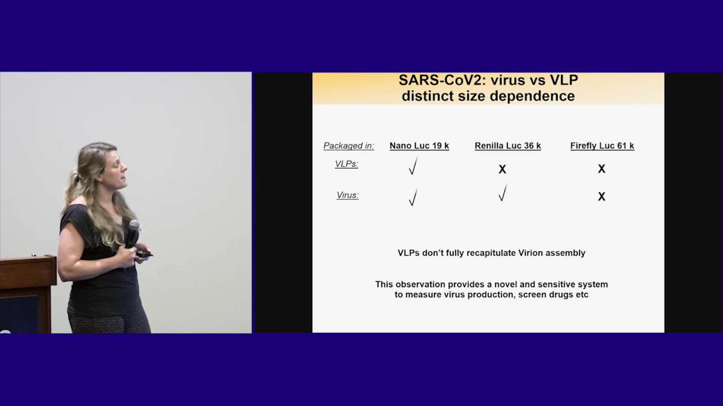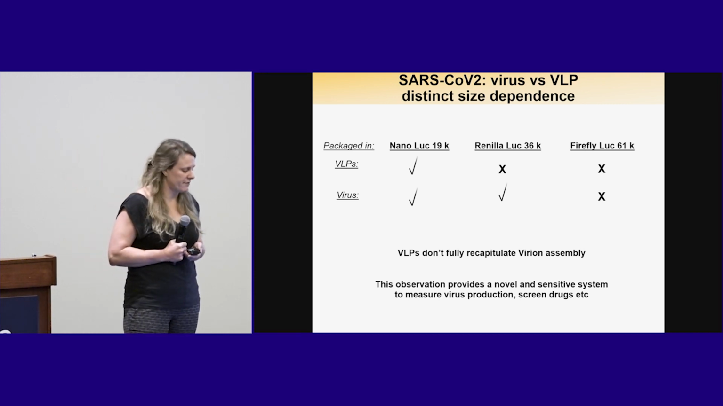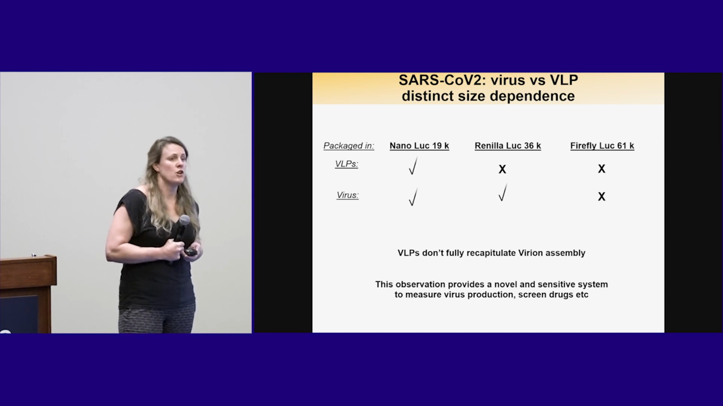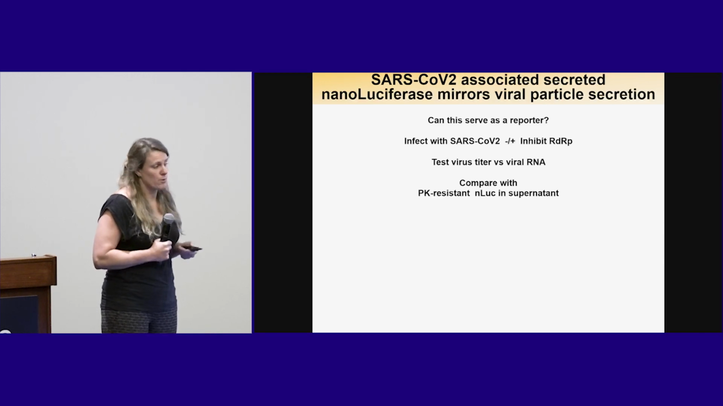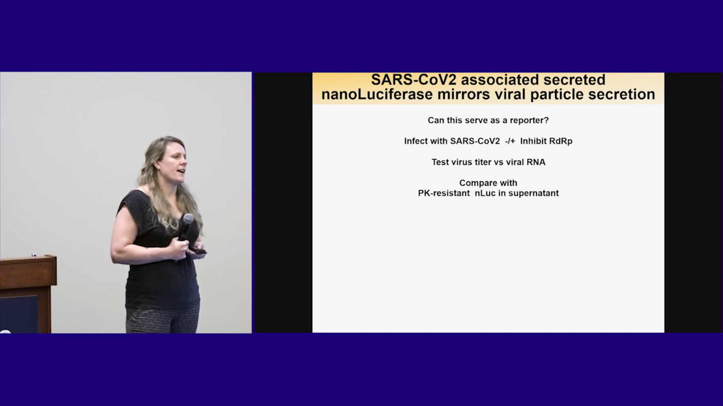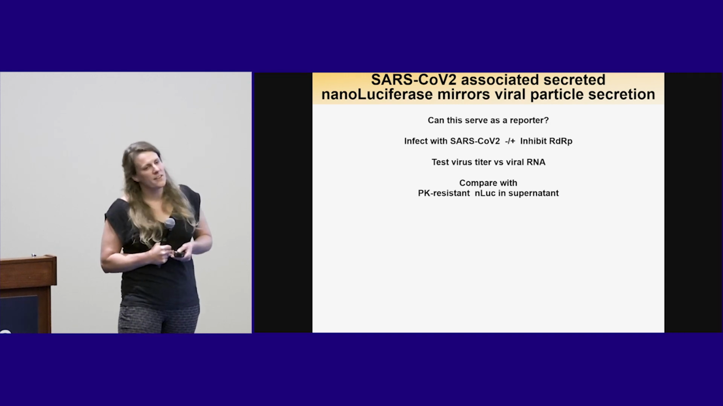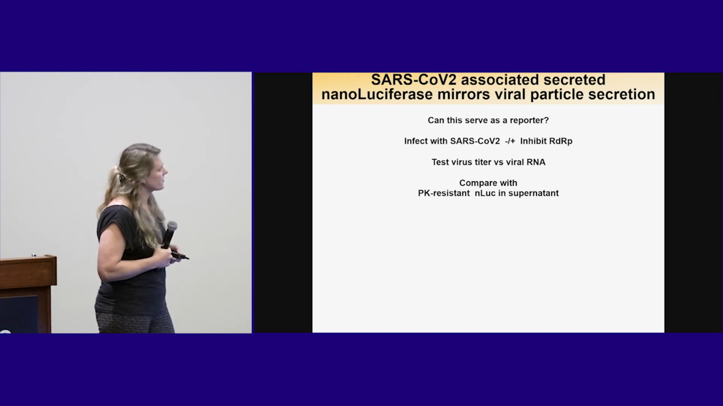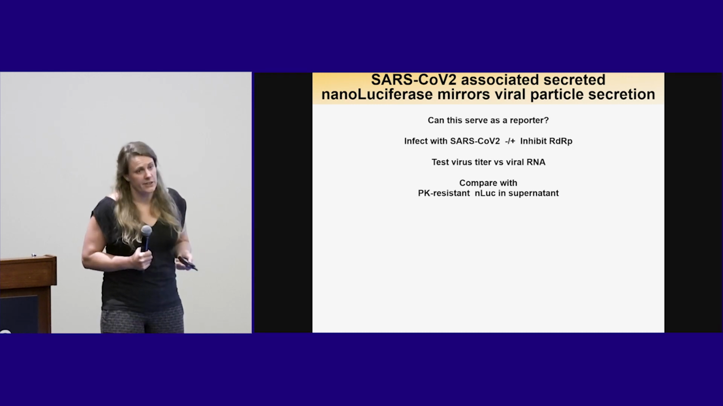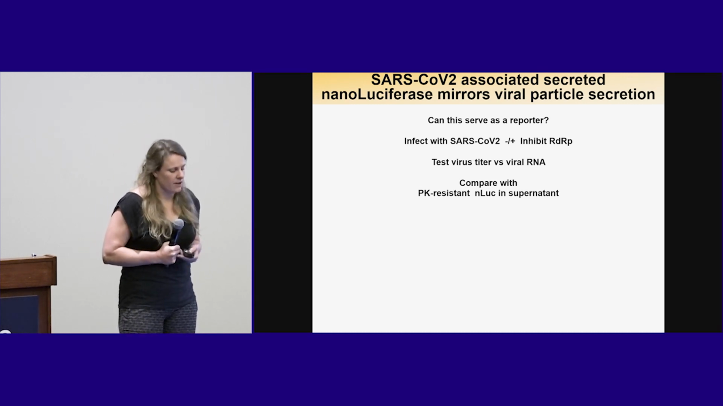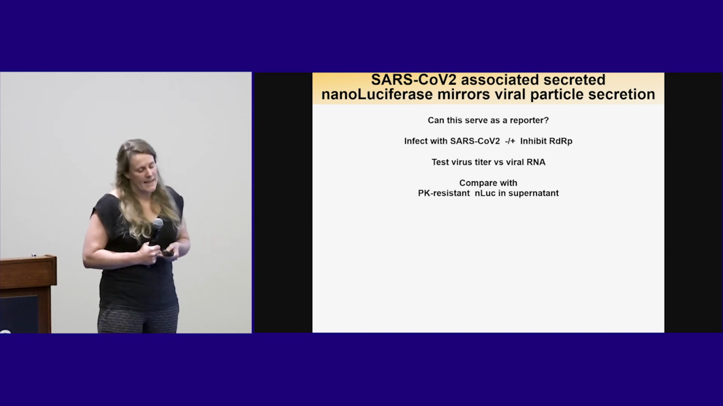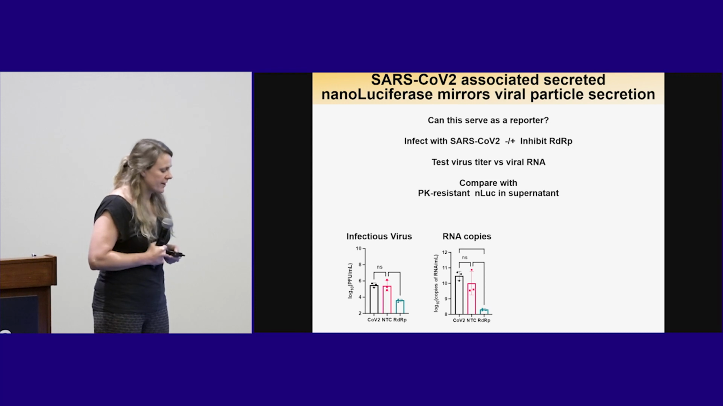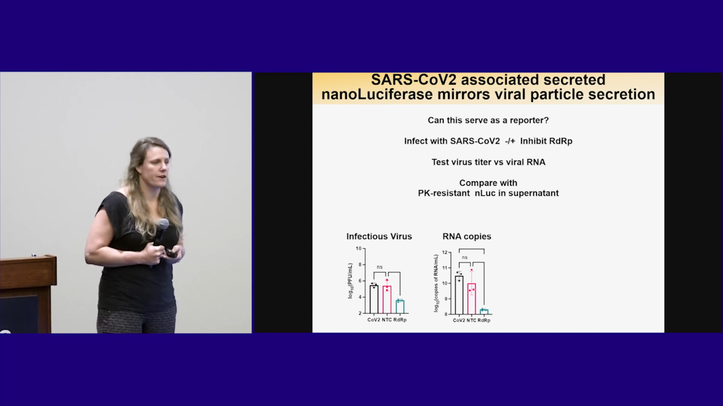However, the conservation though of packaging and secretion of nanoluciferase in both VLPs and virus, we think can serve as a very nice reporter system to measure particle secretion. So to test this as a reporter assay, we then took our nanoluciferase expressing cells and infected them with SARS-CoV-2, and then used an siRNA to knock down the RNA-dependent RNA polymerase, and then collected the supernatant. And we tested for infectious virus in the supernatant as well as viral genome copies.